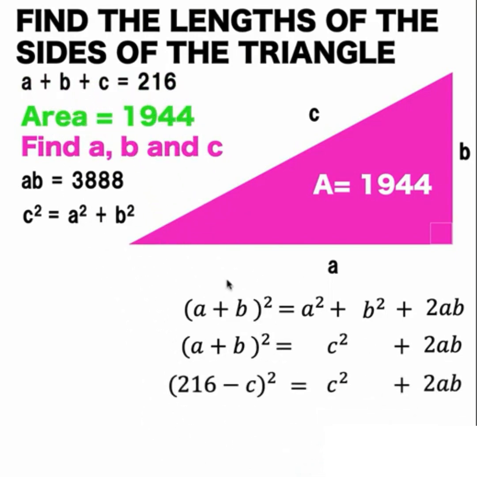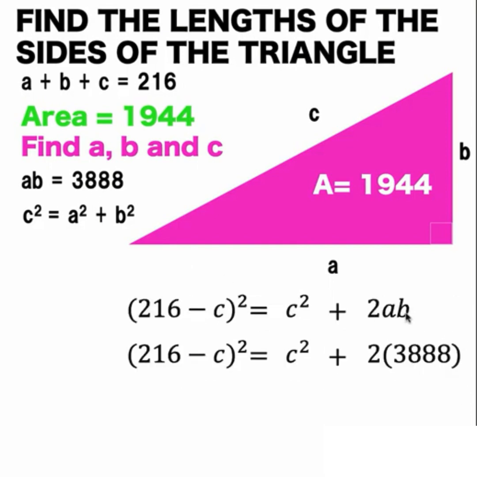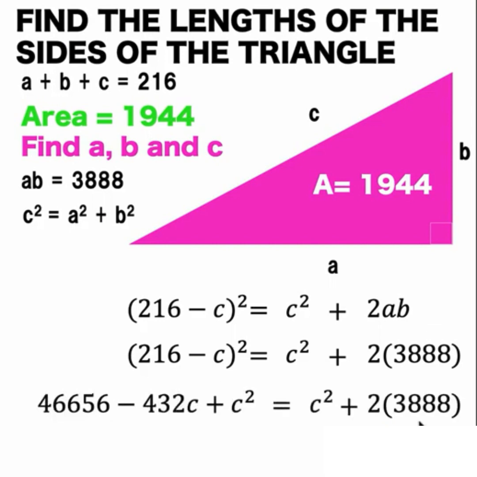Next, notice that AB is equal to 3,888. And so this 2 times AB is just the same as 2 times this value. Instead of 2 times AB, we now have 2 times 3,888. And expanding the left side, we arrive at this, and we copy the right side.